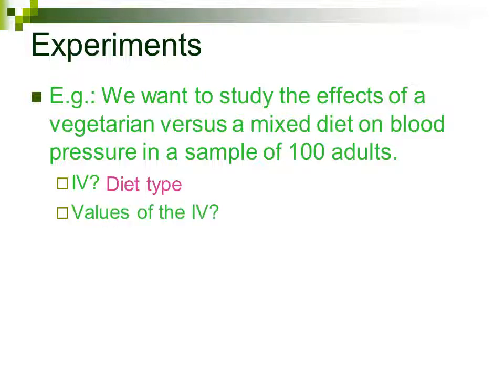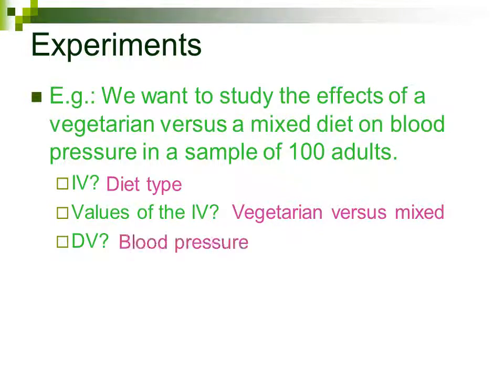Okay, what are the values of the independent variable? In other words, what are the different diet types being used in this study? That would be a vegetarian versus a mixed diet. Again, those are the specific types of diets. Then what is the dependent variable? What variable is being measured? Well, that would be participants' blood pressure. So we are manipulating diet type. We are assigning people to eat different diets and then measuring their blood pressure to see if diet type affects people's blood pressure. And then finally, how is random assignment used in this study?